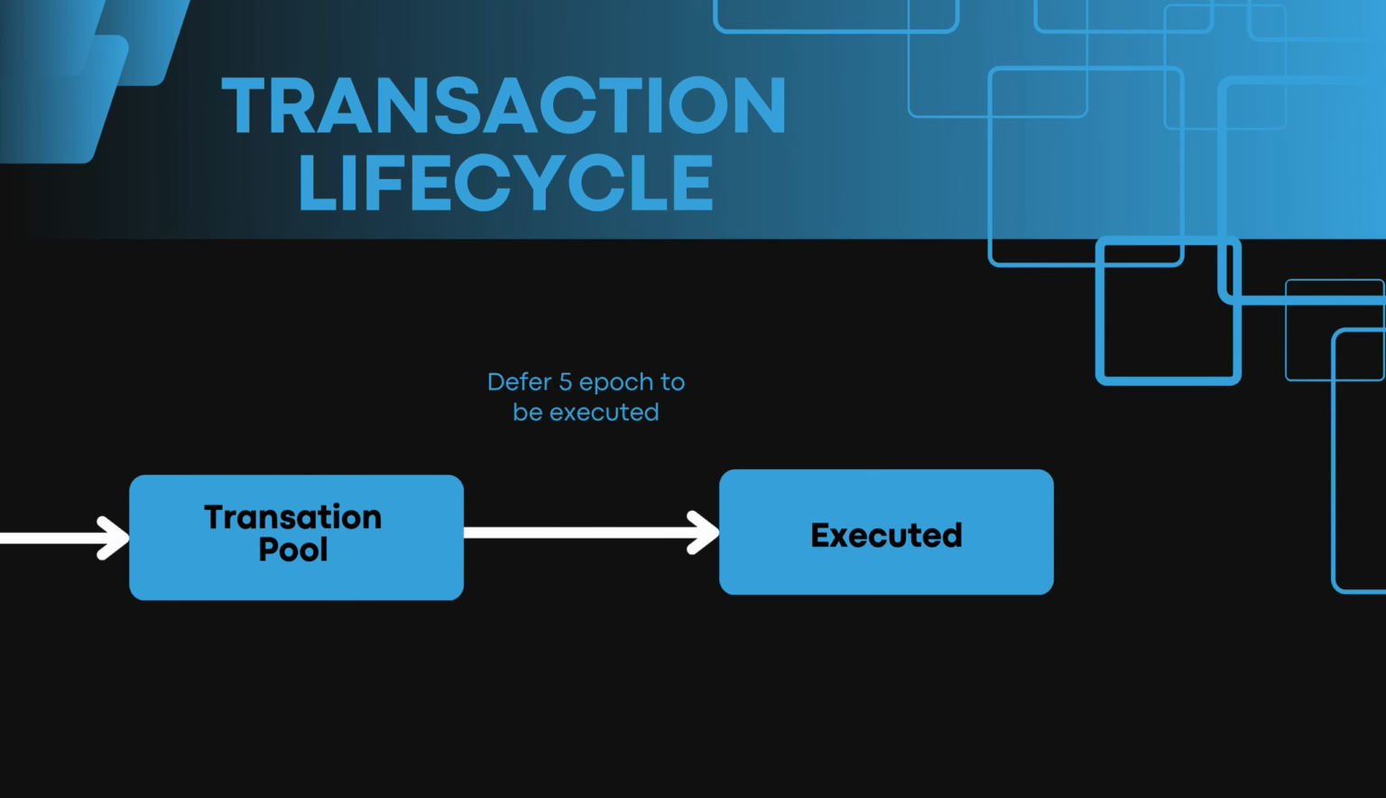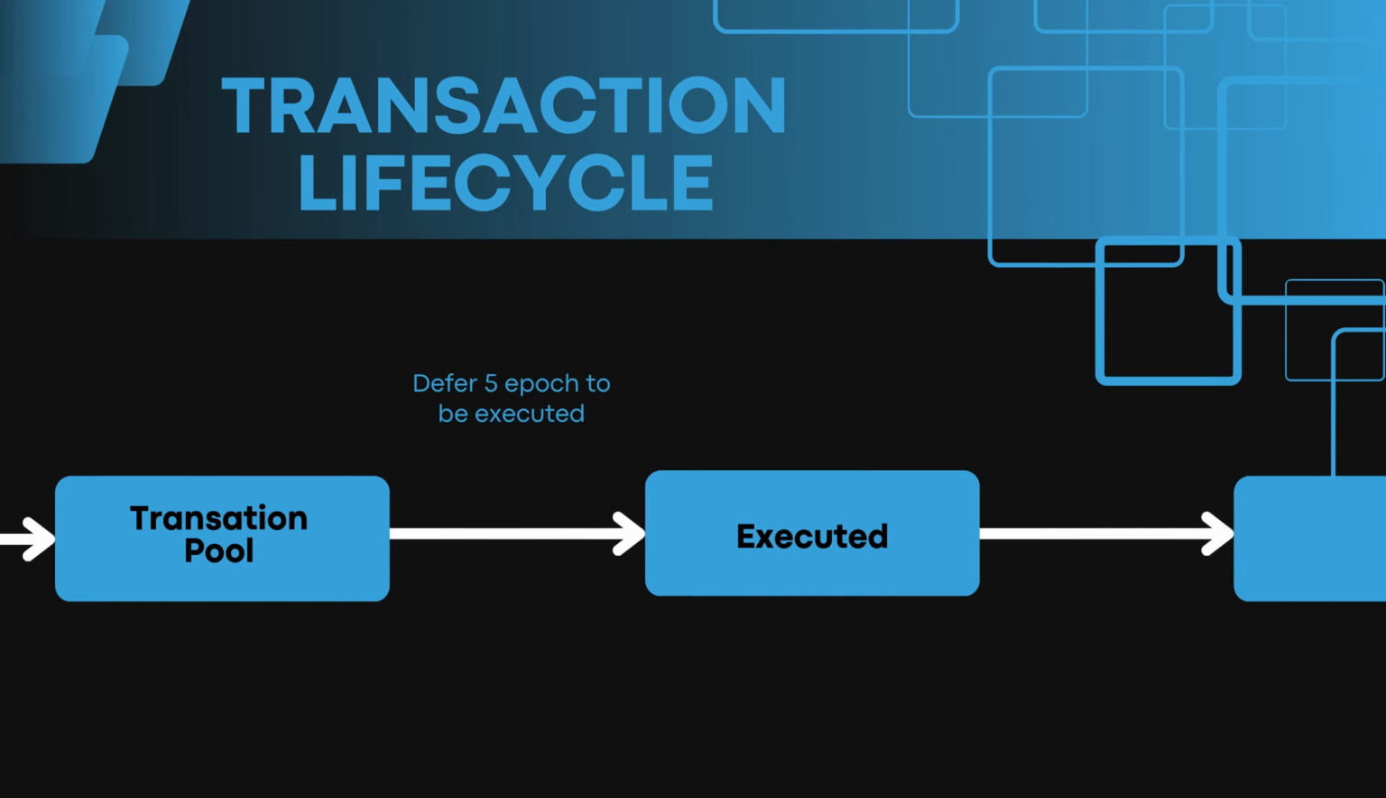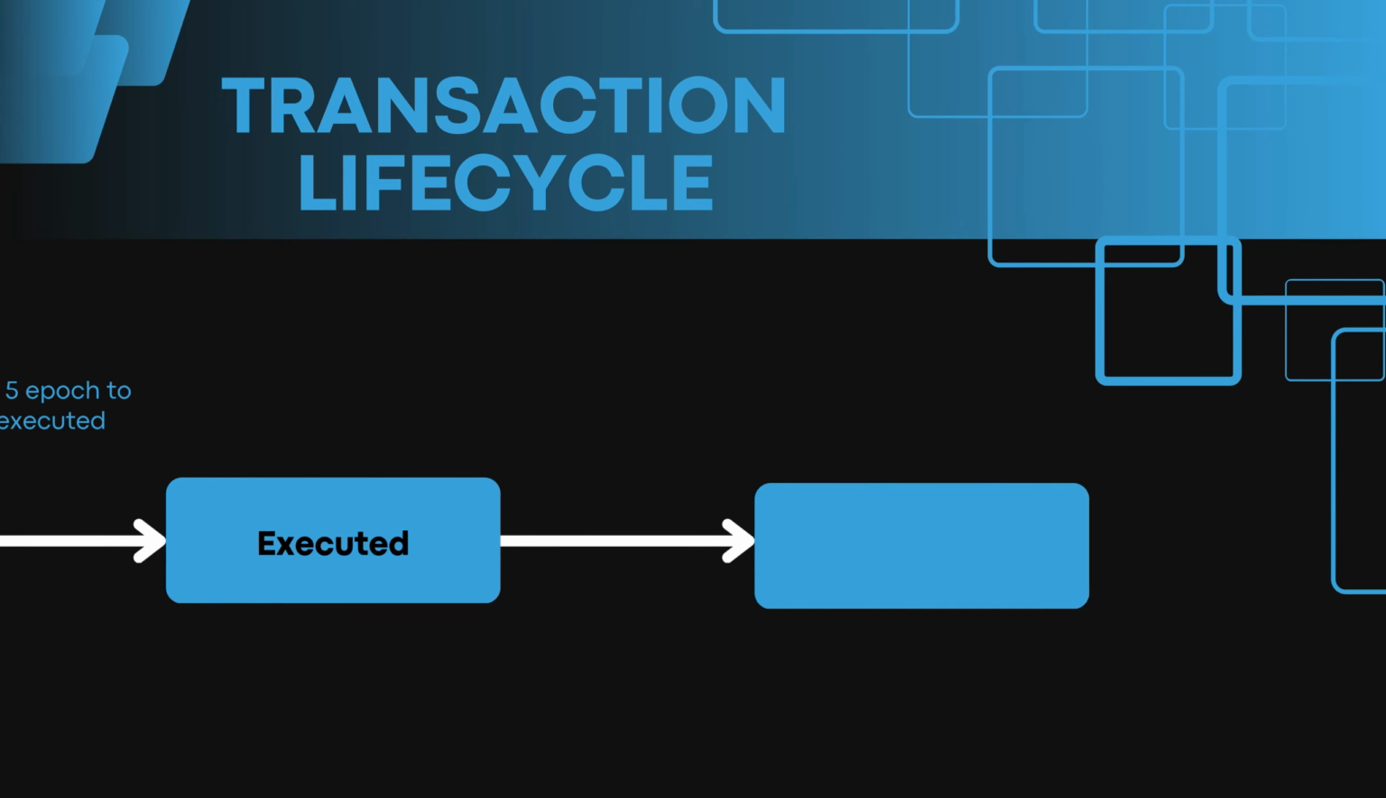Your transaction isn't executed right away. It needs to wait a few epochs, usually about 5, before it's actually processed and executed by the network. After those epochs pass, the transaction is executed. This means the blockchain state is updated and a receipt is generated with all the details, like whether it was successful, how much gas was used, and any events that were triggered.